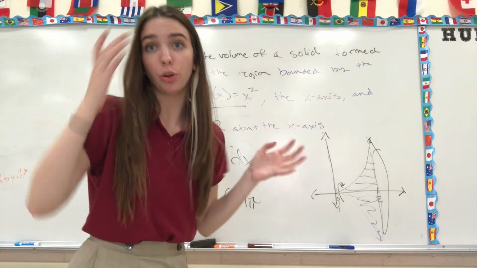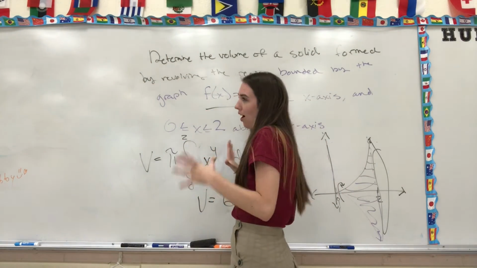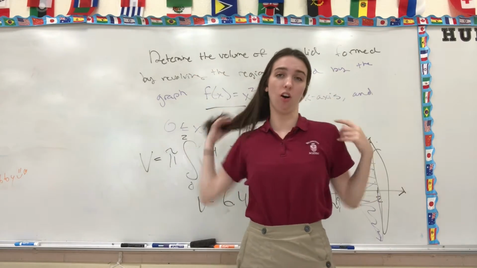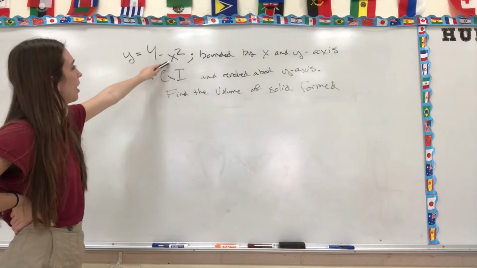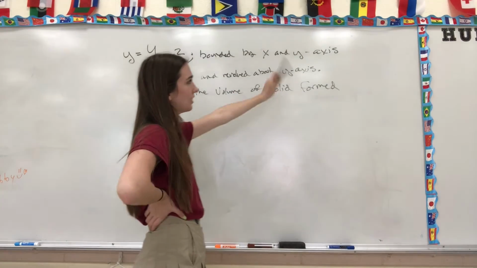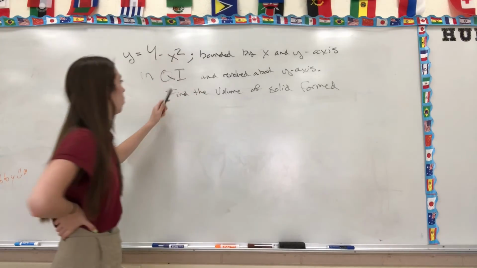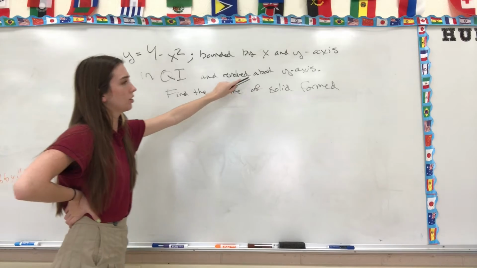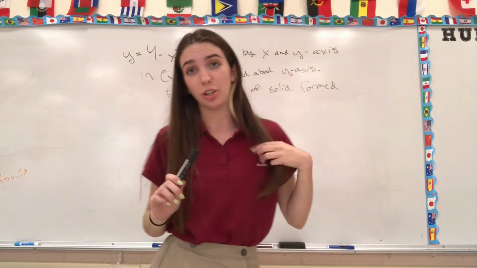Now I'm finally gonna show you one that's a little more tricky, one that's related to y-axis revolving. It's so fun. All right, here we go. y equals 4 minus x squared. And this equation is bounded by the x and y axes in quadrant 1 and revolved about the y-axis. This is when the alarm better sound in your head.